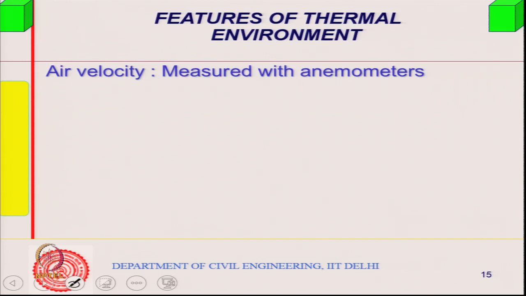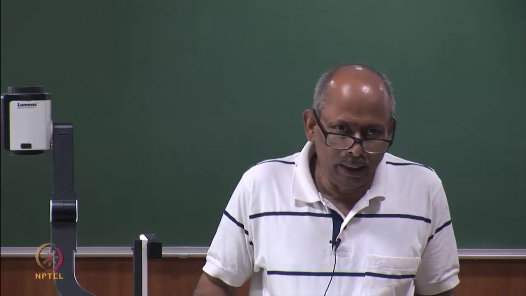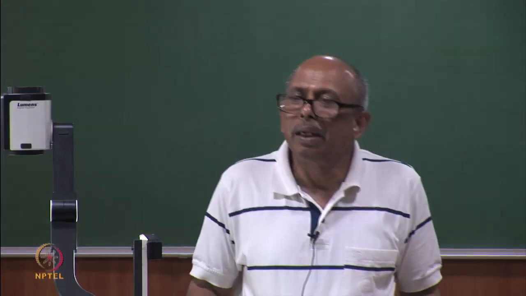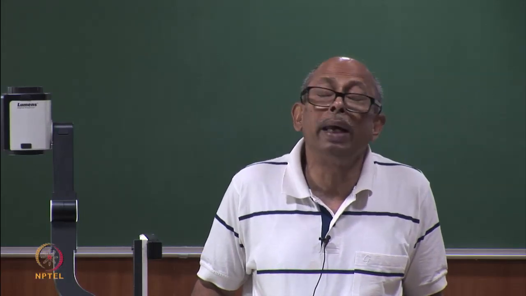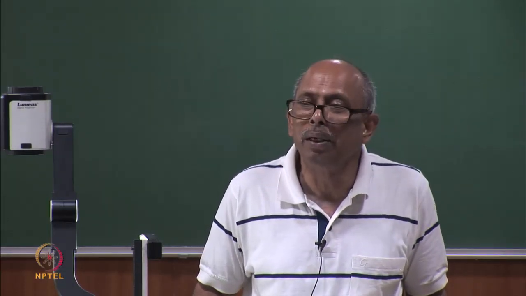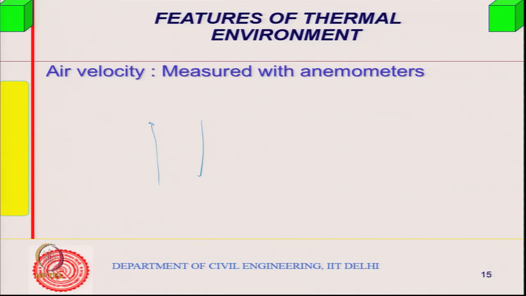Next parameter is air velocity. Now, it is measured with anemometers, right. There is of course a very common one called the hot wire anemometer. So, basically it is nothing but a small, this is a base, and you will have a small resistance, right. Now, this will be connected in, you got to measure the resistance.